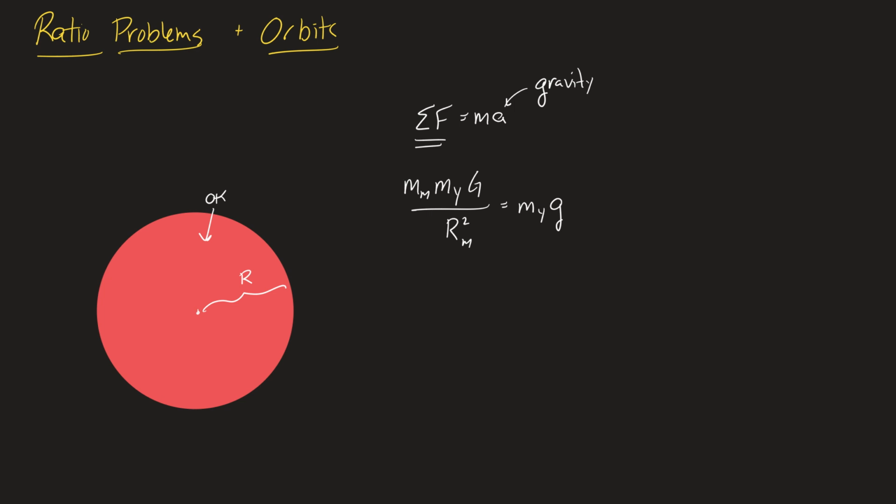Guys, remember this on Friday? And then we just canceled out the mass of you, and it left you with the acceleration of gravity. And this is how you calculate the acceleration of gravity on other planets. You just need the mass and the radius. And we did that for the Earth, and we all got 9.8 meters per second squared.